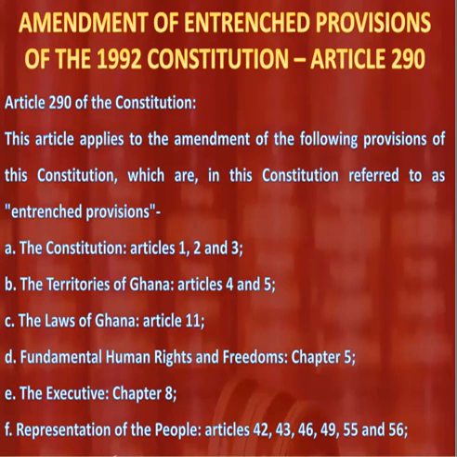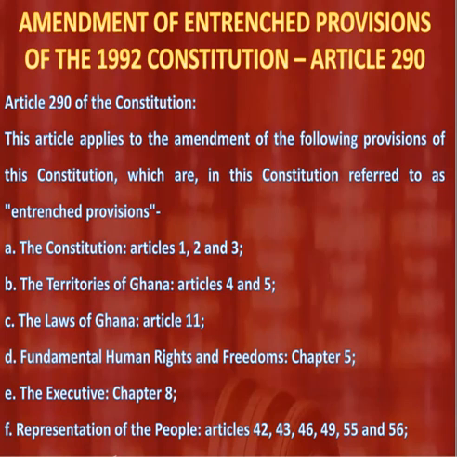So, Article 290 of the Constitution reads as follows, and I quote: "This article applies to the amendment of the following provisions of the Constitution, which are, in this Constitution, referred to as entrenched provisions. (a) The Constitution, Articles 1, 2, and 3. (b) The Territories of Ghana, Articles 4 and 5. (c) The Laws of Ghana, Article 11. (d) Fundamental Human Rights and Freedoms, Chapter 5.